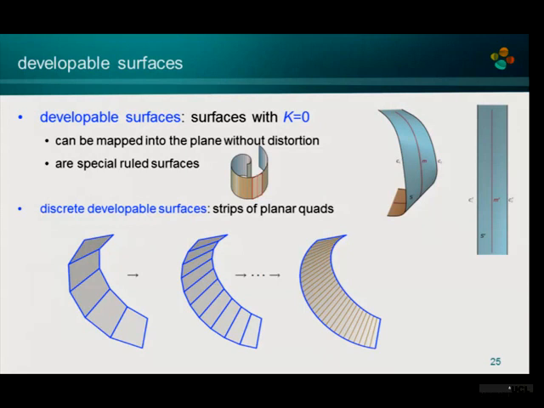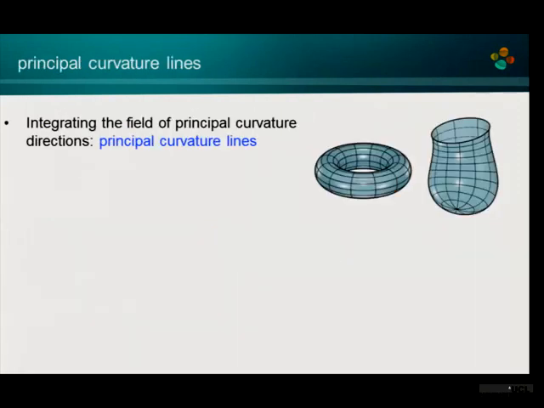Such a strip of planar quadrilaterals is a discrete model of a developable surface. It's trivial, of course, if you have flat faces, you can unfold into the plane without stretching or tearing. And if you can refine it so that these faces stay planar, in the limit you will get a ruled surface, and the limits of these face planes will exactly be these tangent planes that are constant along the rulings.